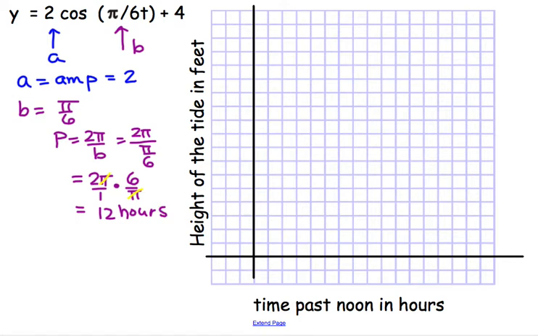Now, is there a phase shift? Is there a plus or minus C? There'll be a D. Yep, there's a D. Here's our D. And that tells us vertically we're going up 4 units.